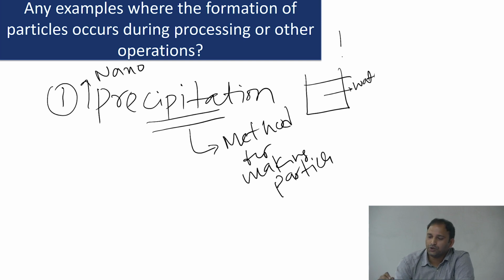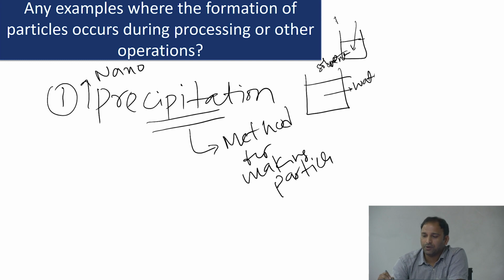And you take another solution where you have some solvent, and in the solvent you dissolve a polymer. This solvent is a good solvent for the polymer. This polymer completely dissolves in the fluid, and it gives you a clear homogeneous polymer solution.